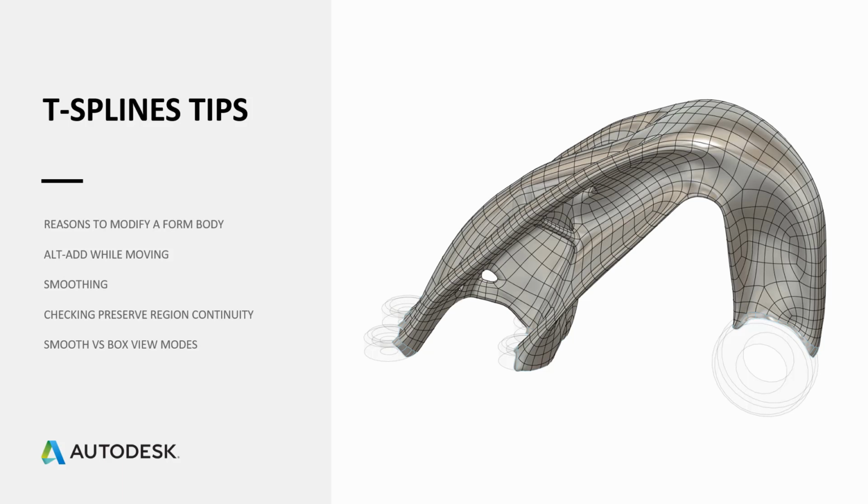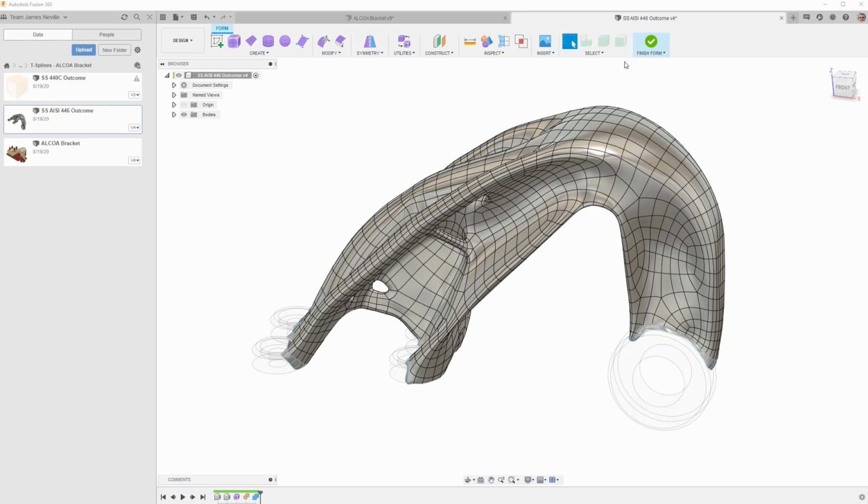A neat little trick using Alt: holding the Alt button while moving or editing, which will add geometry as sort of a creation tool. Smoothing, I think that's a really important one. Preserve region continuity is absolutely critical for getting a good outcome out of generative design, or any outcome out of generative design. And then ultimately, we'll talk about the smooth and box view modes also. So let's jump into Fusion and get to the good stuff here.